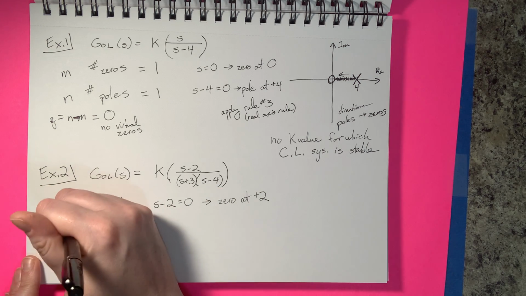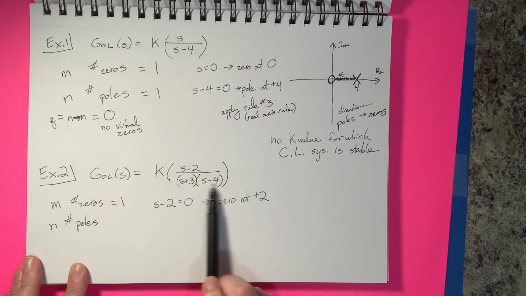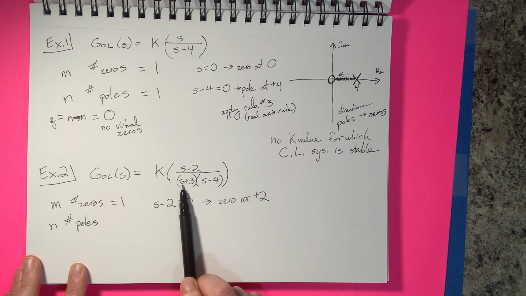Okay, all right, so let's do the same thing for the denominator. Okay, n, number of poles, and you can see that we actually have, if we were to factor this out, an s squared term.